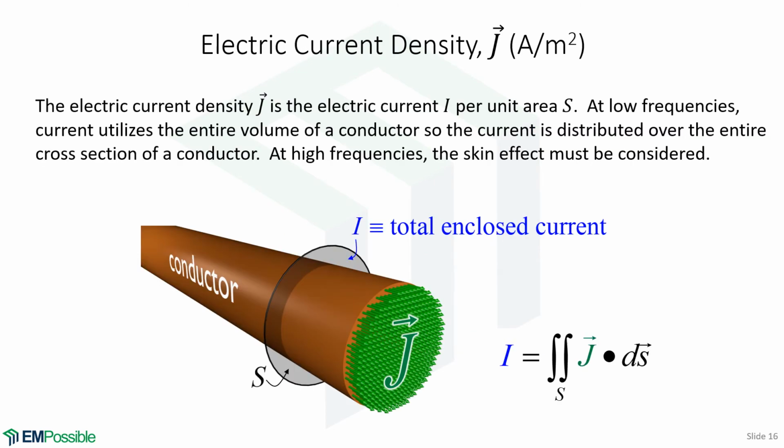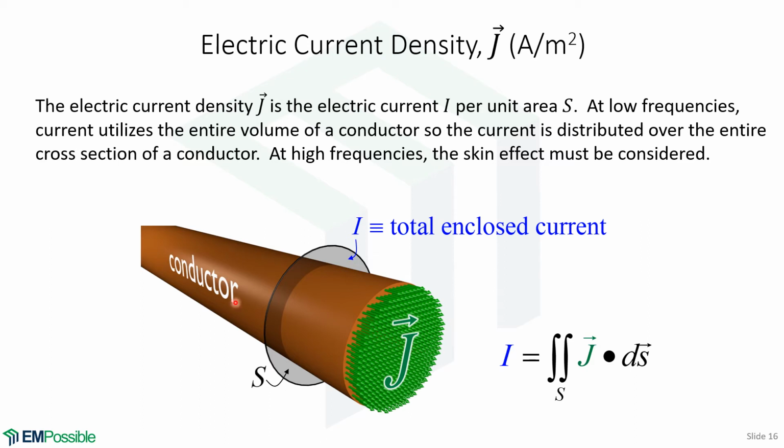We move on to the electric current density. This is a J written as a vector form, and it's a density, so it's something per volume or area. And in this case, it's amperes per square meter. So it's the electrical current distributed over some area.